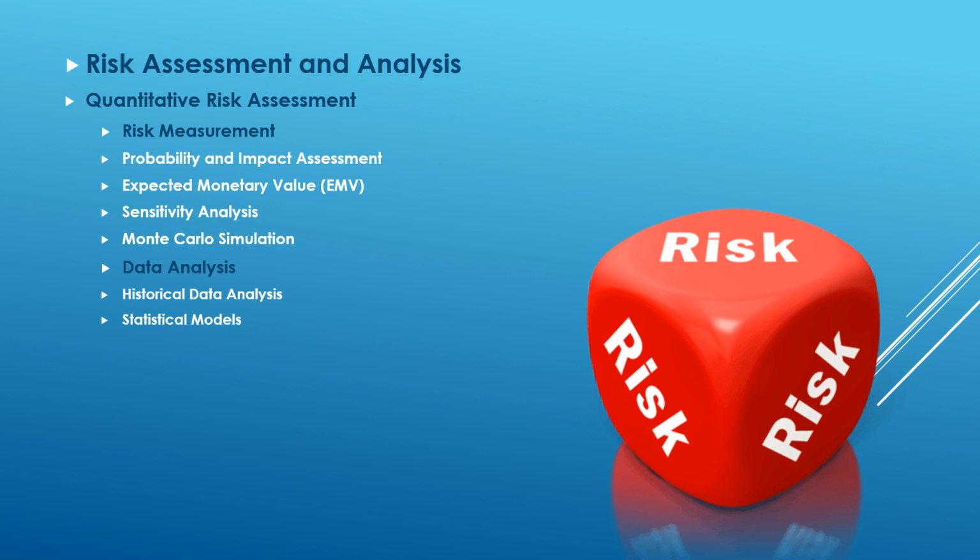Now, data analysis. As initially said, data analysis is subcategorized into historical data analysis and statistical models. Historical data analysis involves utilizing past data and historical records to quantify the likelihood and impact of risks. Next one is statistical models, which involves applying statistical methods to analyze and predict potential risks, such as regression analysis.